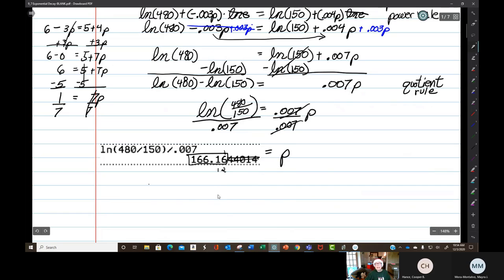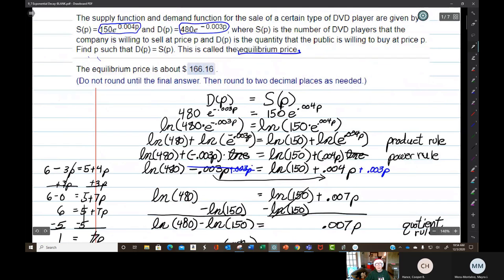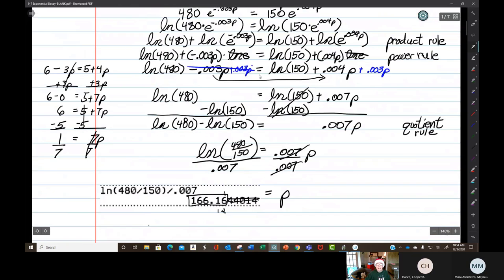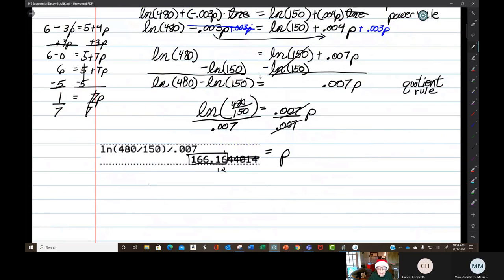166.16 is the rounded solution, which is what my MyMathLab was looking for. It's approximate, it's not exact. If they had asked for the exact answer, the exact solution, it would have been this. This is the exact solution.